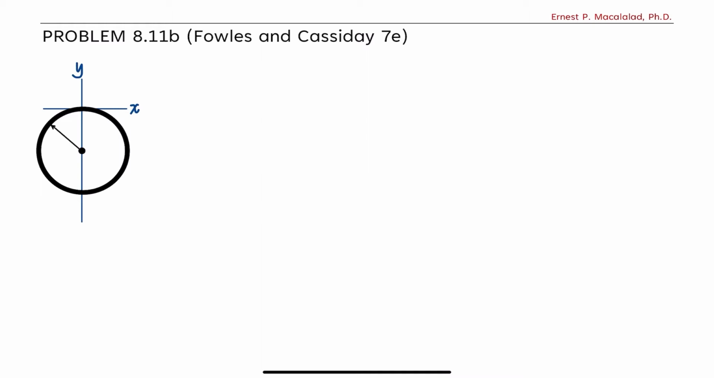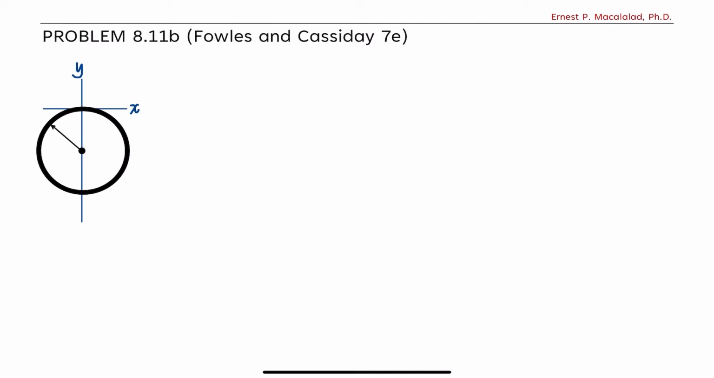Today we're going to solve problem 8.11b of Fowles and Cassiday, 7th edition. The problem reads: a circular loop of radius a swings as a physical pendulum about a point on the circumference. Find the period of oscillation for small amplitude if the axis of rotation is in the plane of the loop.